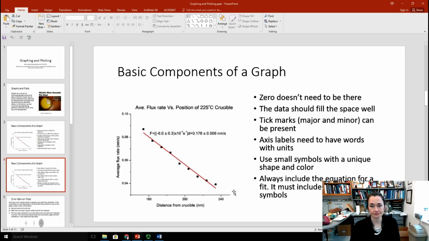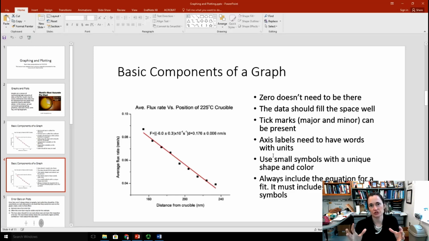Okay. Now, the axis labels need to have words with units if it's not a dimensionless number. So here we have distance from the crucible, and then in parentheses nm for nanometers. So you've got what it is, and then you have the units. It's very important that you have units pretty much everywhere. Okay, for your data points, you're going to want to have them be pretty small symbols.